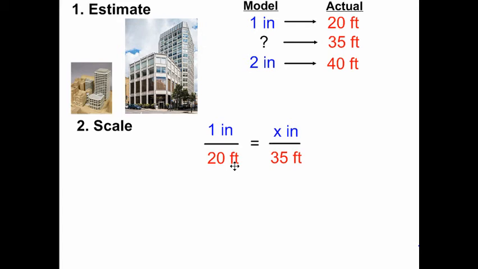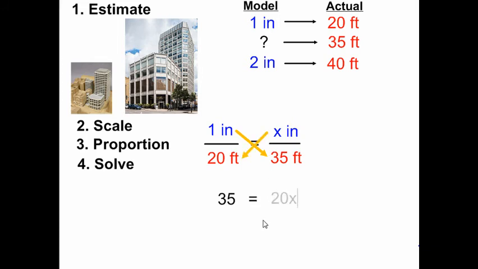Now let's take it and solve it for the missing height, x. There are many ways to solve a proportion. Let's go ahead and solve this one using cross multiplication. We take this numerator times this denominator and get 35. Then we set that equal to the product of this numerator times this denominator and get 20x. And now we solve for x.